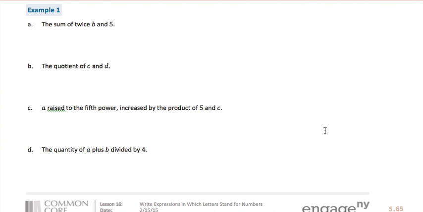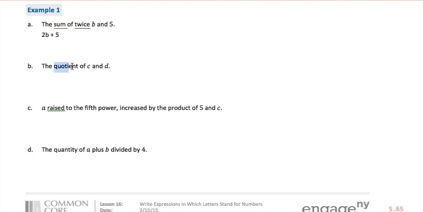So in example 1, we're going to underline the key words, and then we're going to write the expression. So we have some, which means add, and twice, which means multiplying by 2. So our expression then is the sum of twice b and 5. That means we're going to multiply b times 2 and then add 5 to it.